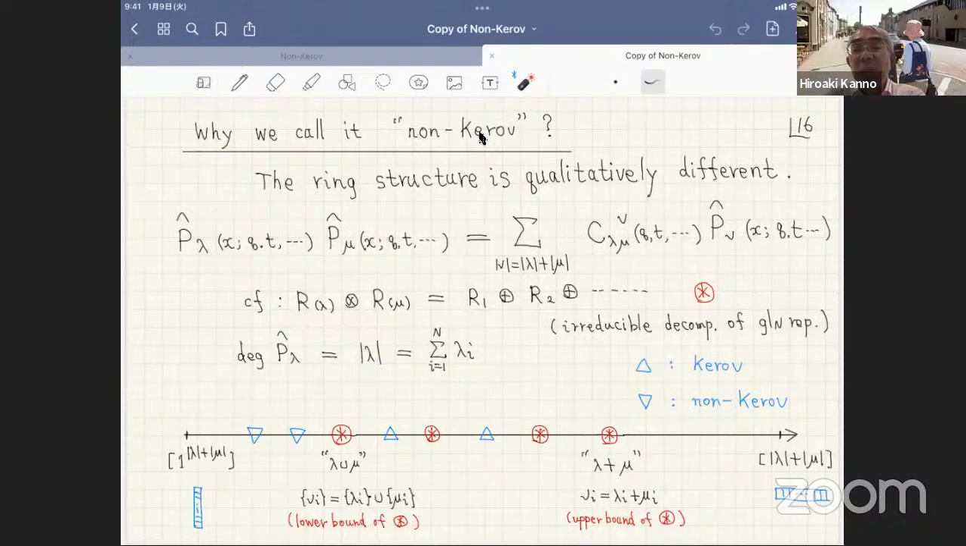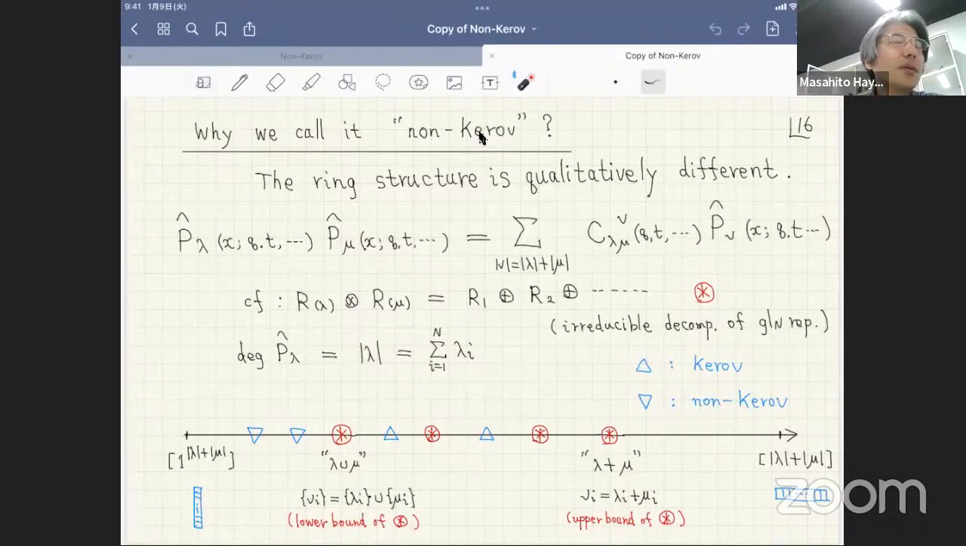The point is that after this kind of deformation, there is some contradiction with representation theory. There appear more non-vanishing coefficients.